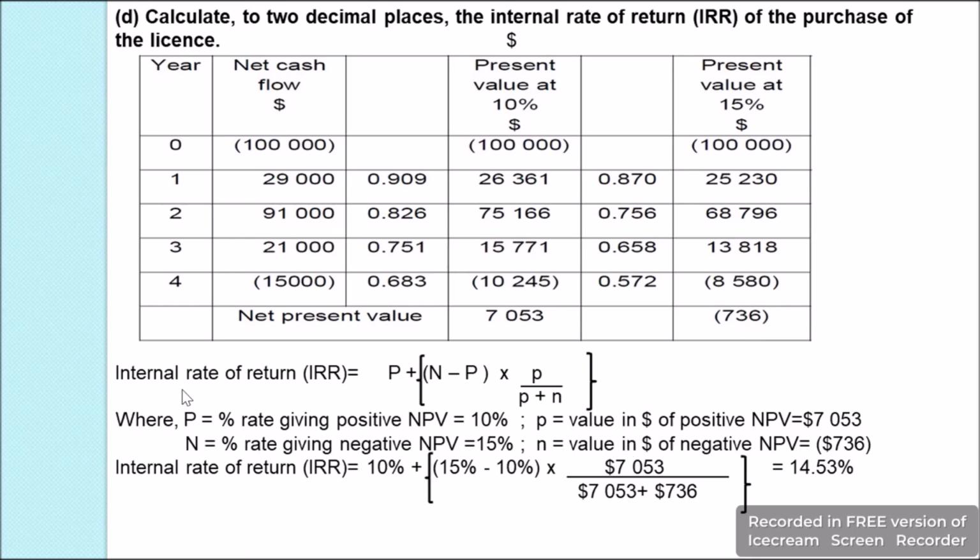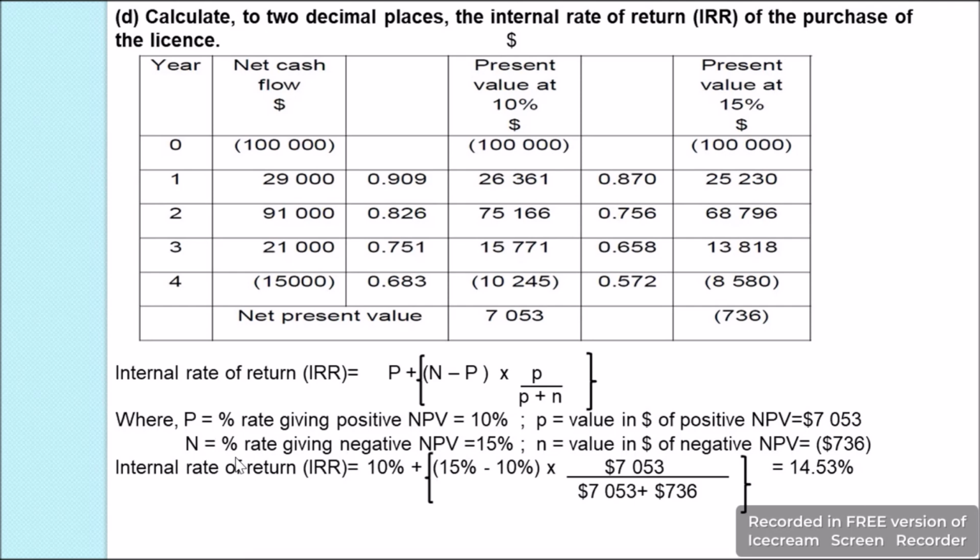$736. Now we will calculate the internal rate of return, IRR, by using the formula capital P plus capital N minus capital P times small p divided by small p plus n. Here the capital P is the discount rate which gives us the positive NPV, and in this question we have this as 10%, and the small p will be the net present value which we get as positive net present value, which was $7,053.